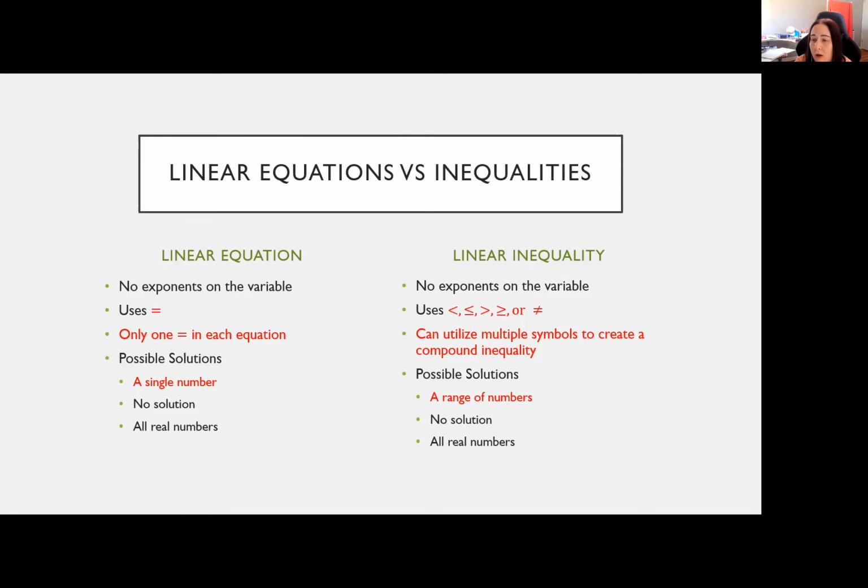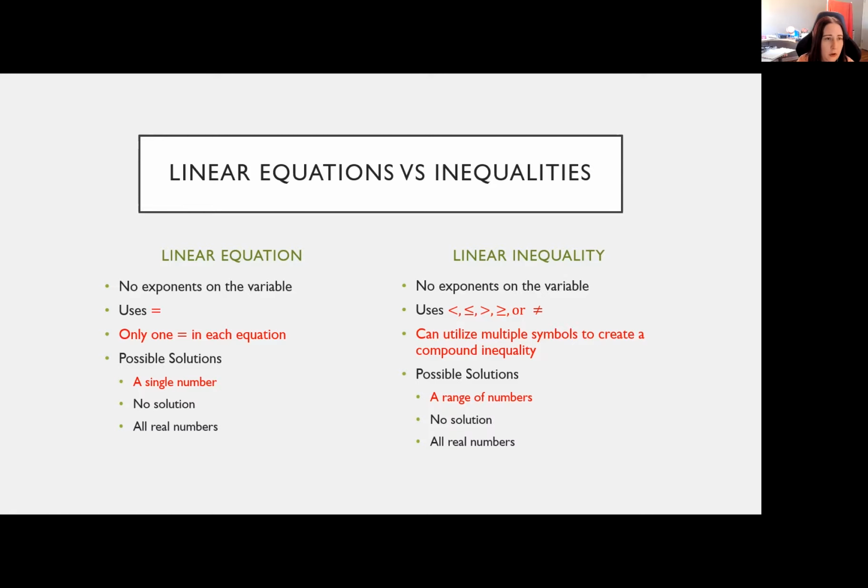For a linear inequality, you can actually combine these symbols. We usually combine them in pairs. You can have two symbols, and that creates a compound inequality. We don't normally do more than two. When you're combining them, they both have to be either a less than or a greater than. We don't normally have a less than and a greater than combined, and we don't combine not equal to with those.